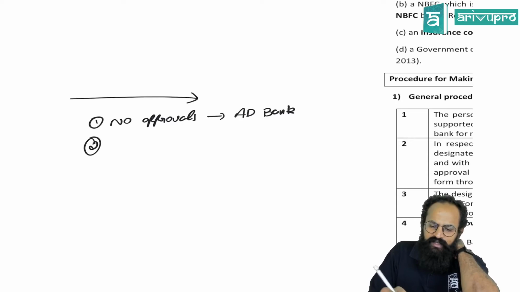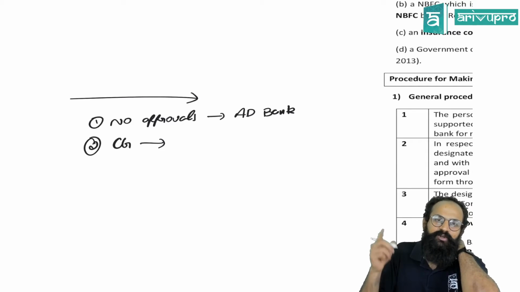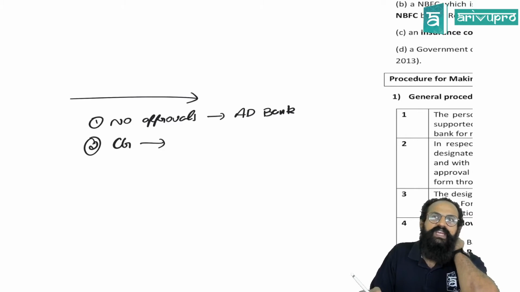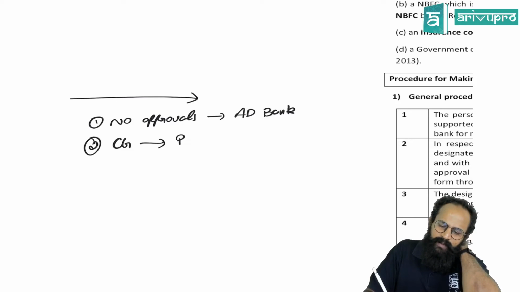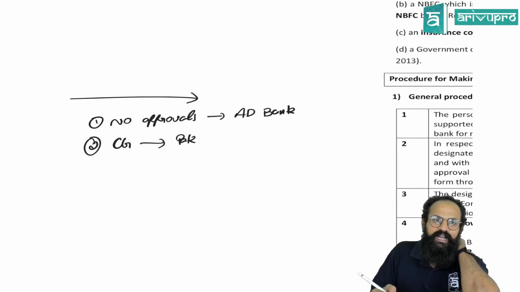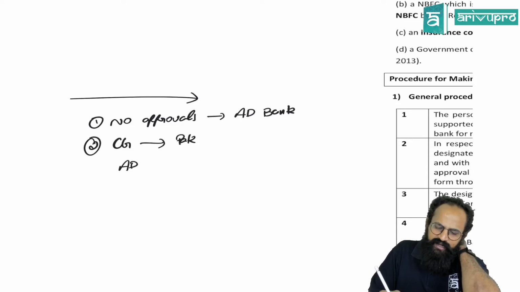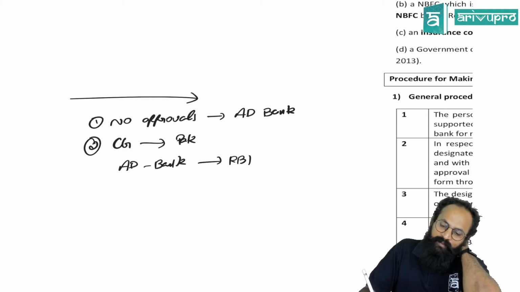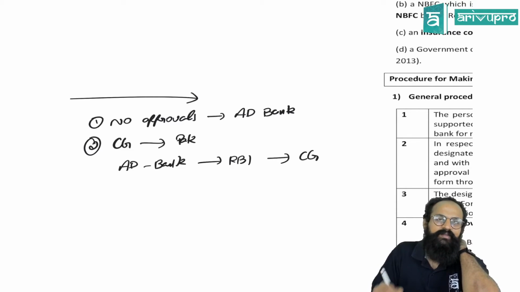Second one, people, there can be situations where central government approvals are required. For example, imagine you want to invest in Pakistan. You need to come under the central government route. Imagine you want to invest in strategic sectors. You need to come under the central government route. So I'm just writing it as Pakistan. So now what will happen, people? You will give it to AD Bank. In reality, AD Bank will forward it to RBI. RBI will actually forward it to central government.